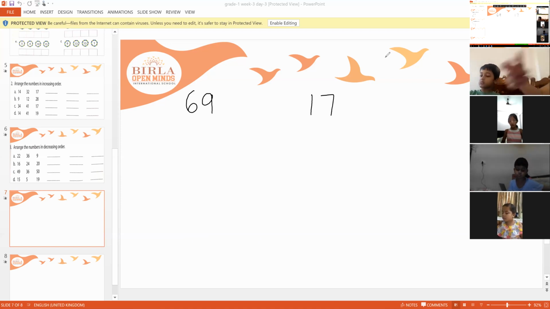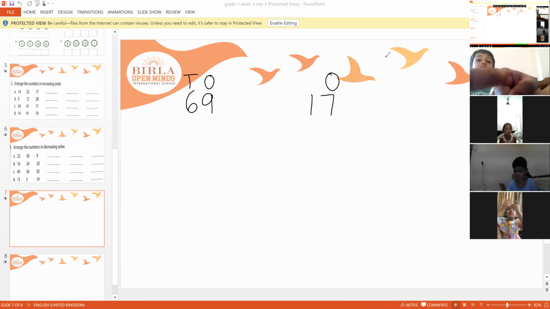Okay children, now if we want to compare two two-digit numbers, how will we compare? Keep on looking onto your screen children. See here, the first number is 69 and the second number is 17. So children, what you will do is just see what do we have in ones place and what do we have in tens place in both the numbers.